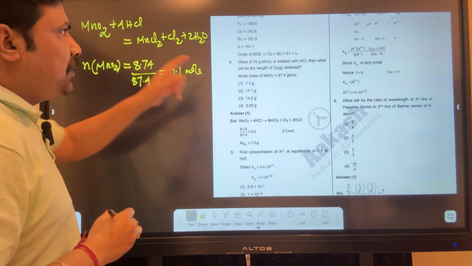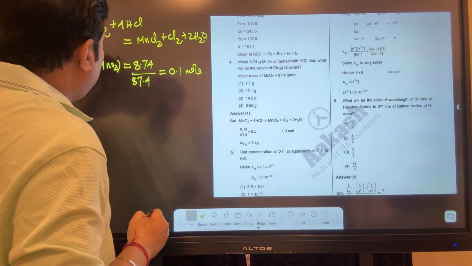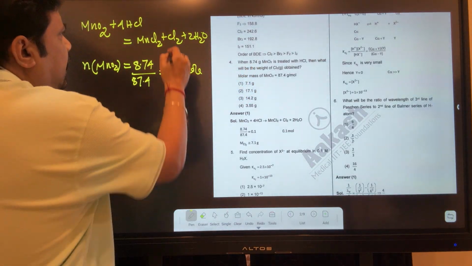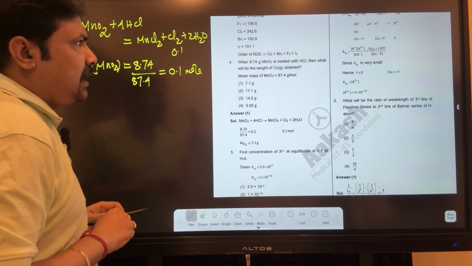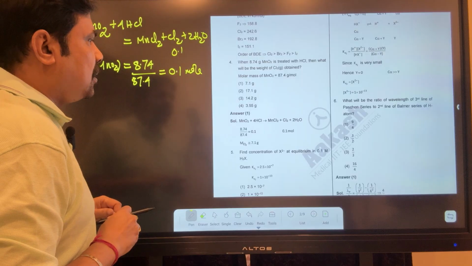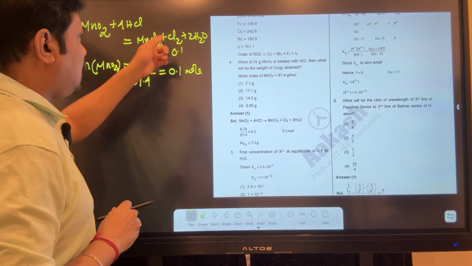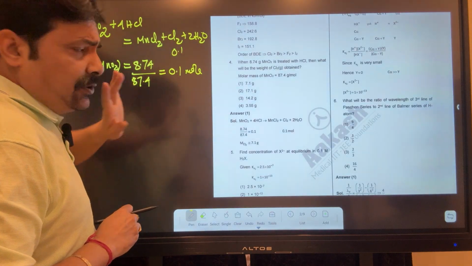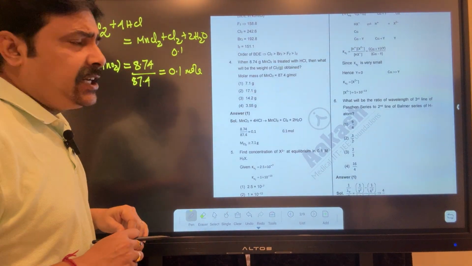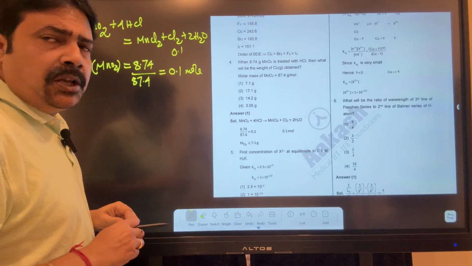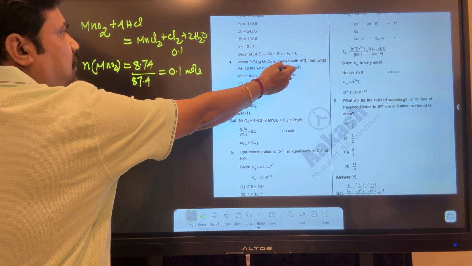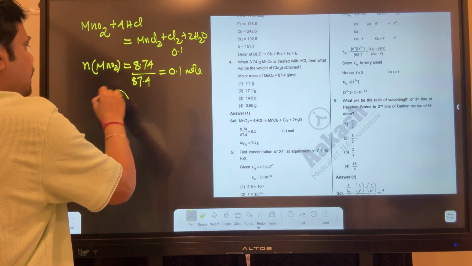Then 1 mole of MnO2 liberates 1 mole of Cl2. Obviously 0.1 mole will liberate 0.1 mole of chlorine. Then the weight of 1 mole of chlorine atom is 35.5, but 1 mole of chlorine molecule weighs 71 gram. Chlorine, not chlorine atom, chlorine molecule. So 1 mole of chlorine weighs 71 gram. Then 0.1 will be how much? 7.1 gram. That is your answer for how much chlorine is obtained. Your answer will be 7.1 gram.